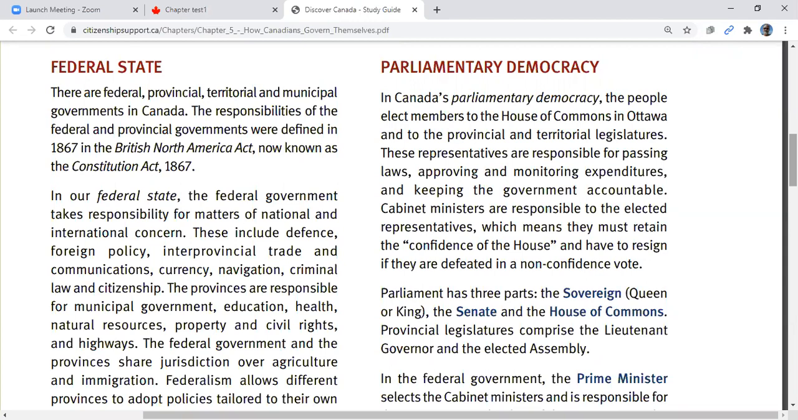In Canada's parliamentary democracy, the people elect members to the House of Commons in Ottawa.